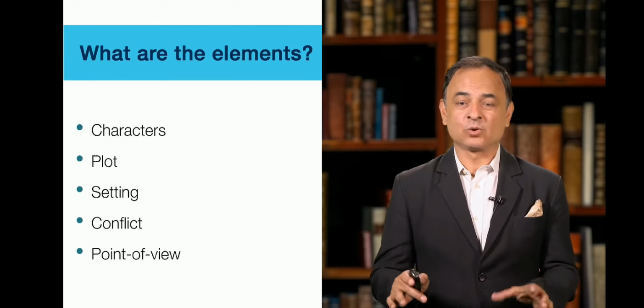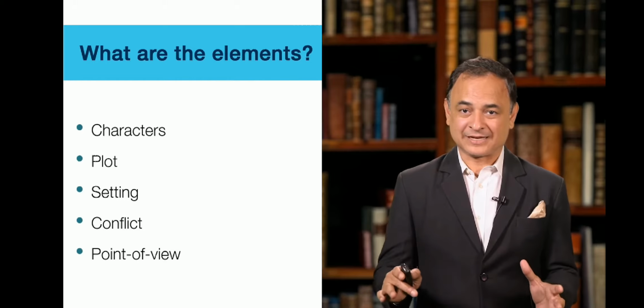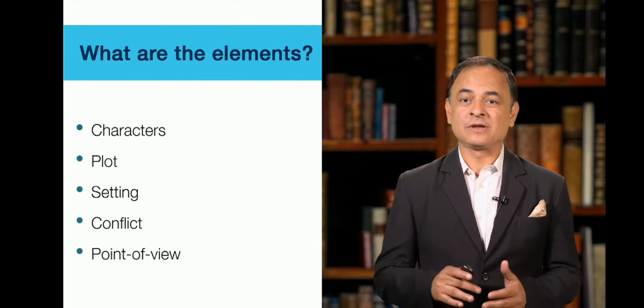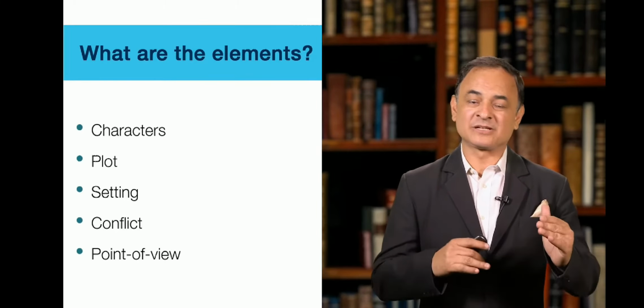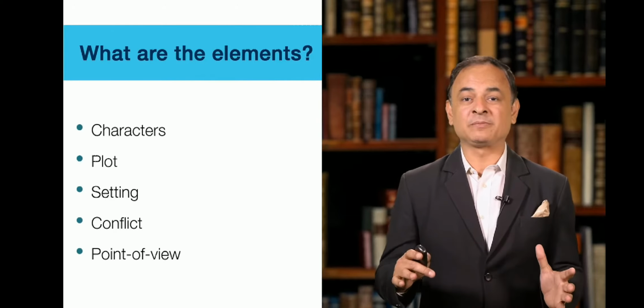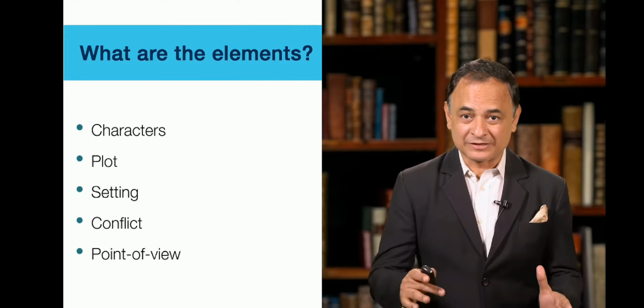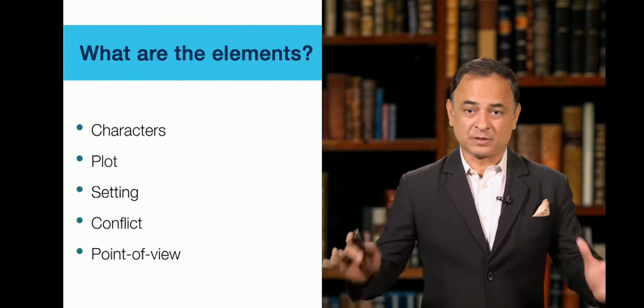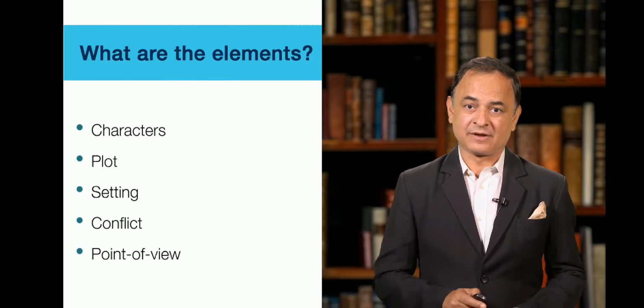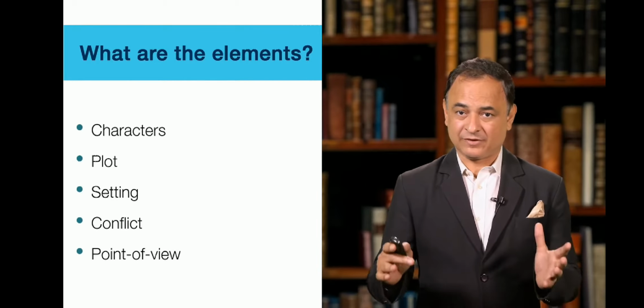On this also, there is no consensus. Some people say that point of view is not an element and they restrict themselves only to the first 4. And there are some people who say elements are actually 6 or 7. They also include description and dialogues as elements. But most people agree that these 5 are the elements of any novel.